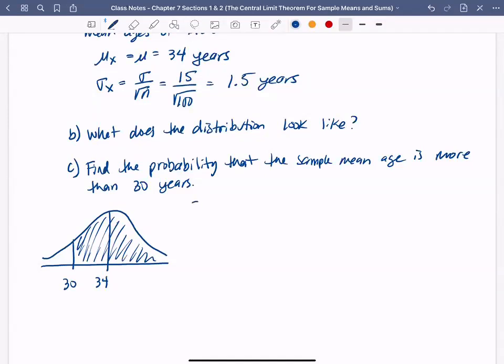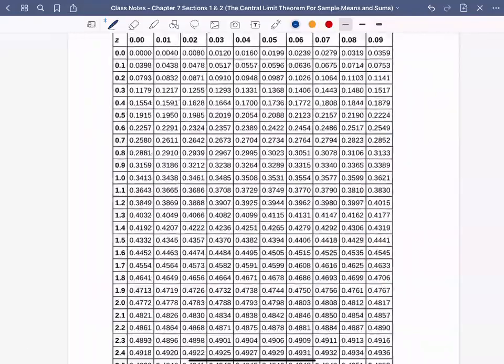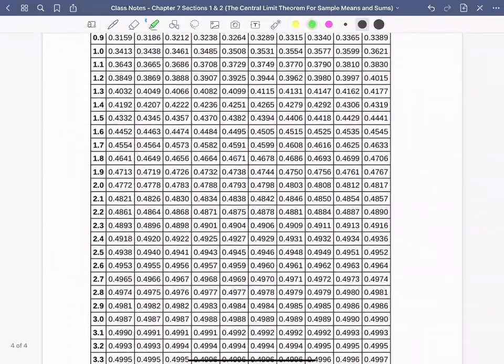So let's look for our Z value. Remember Z, and our data value that we're looking for is 30. So 30 minus 34 divided by our standard deviation, which we already found up here. So we could just write 1.5. You should be able to put that into your calculator and you get negative 2.67. And we're not looking for negative because we're talking about the distance away from 0, the standard deviation. So 2.67.